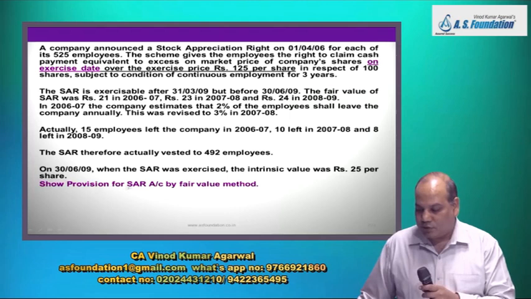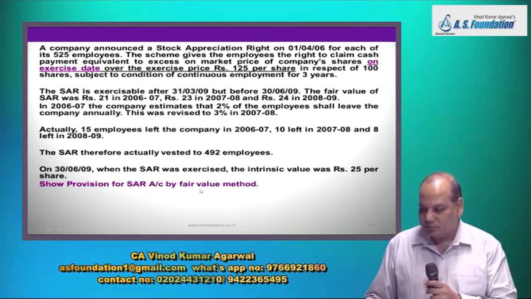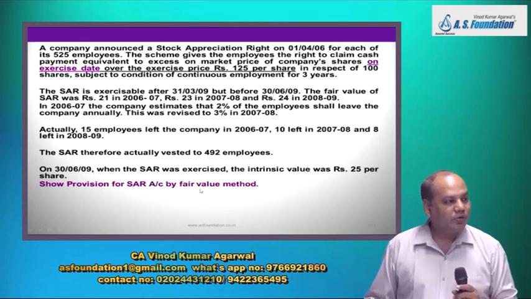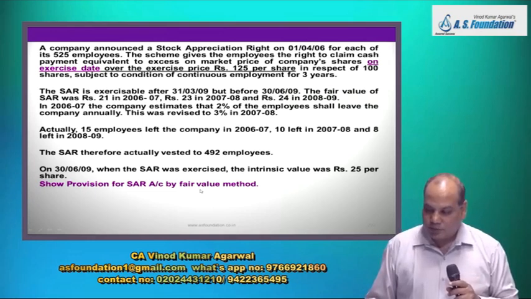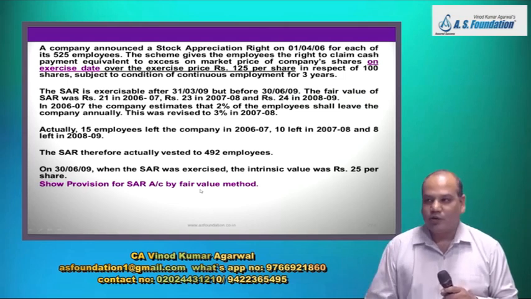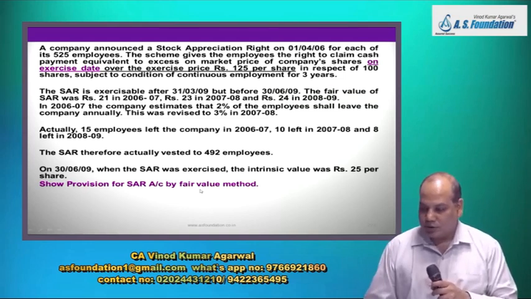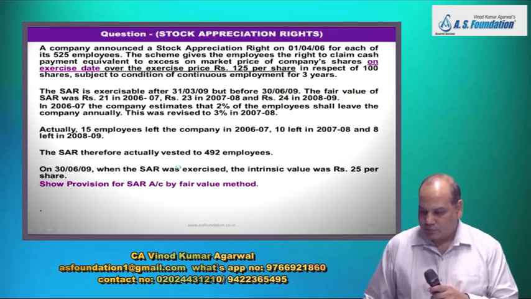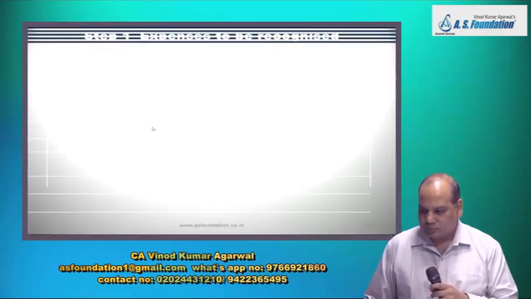Show the provision for stock appreciation right account by the fair value method. But first, what you need to do is calculate the expense to be recognized in each year. That will depend on, one, the expected number of employees, and second, it is also going to change because the fair value is also changing, right? So right on step number 1, a very important question.